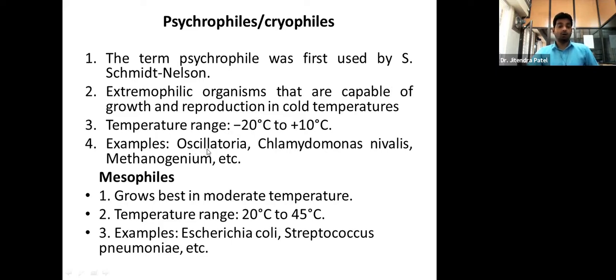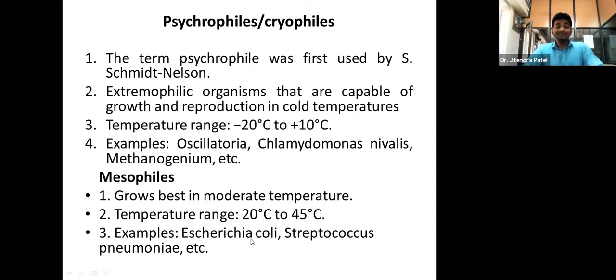Examples are Oscillatoria, then Chlamydomonas nivalis, then Methanogenium, right? These are examples of cryophiles, which can survive in a cold or cool environment or temperature. Mesophiles, as we have seen in the graph, as the temperature further increases, grow best at moderate temperature. They can grow at moderate temperature, say for example 20 to 45 degrees centigrade. That is favorable for us also, for human beings also. So mesophilic bacteria can survive with us.